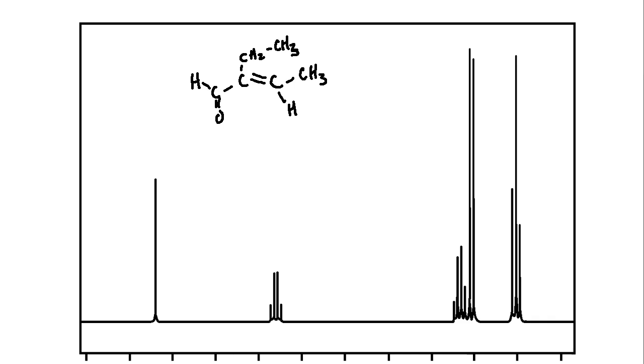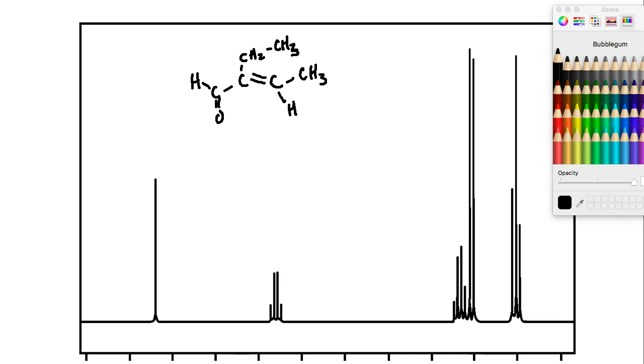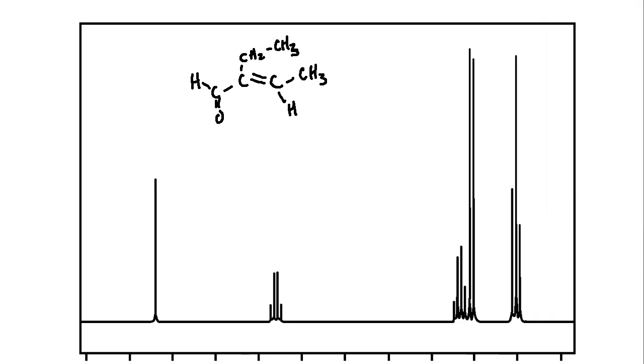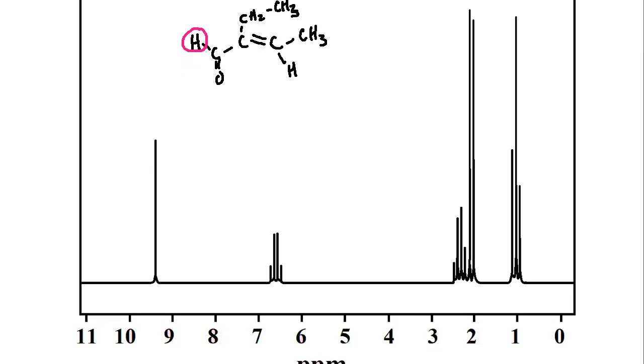So let's knock out some of the easy ones first. If you were to look at this and pick one out, the easiest one, the low-hanging fruit, so to speak, I would say would be the aldehyde proton, because we know those always show up in the 9 to 10 region, and so that would be this guy right here. So this is going to be the aldehydic proton that we find attached to that structure. So that knocks that out.